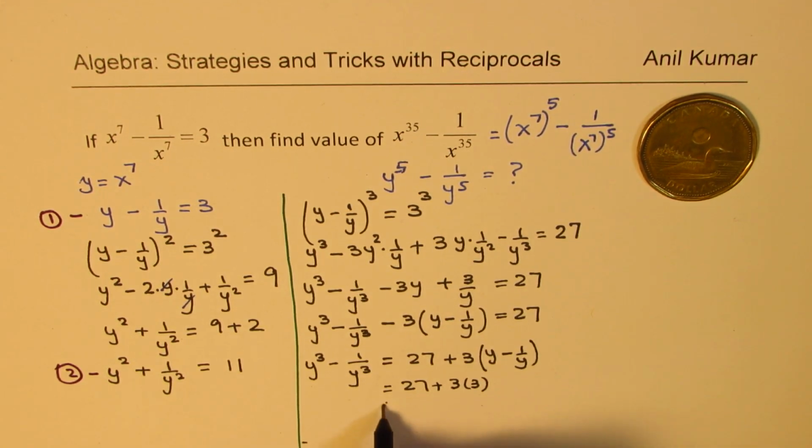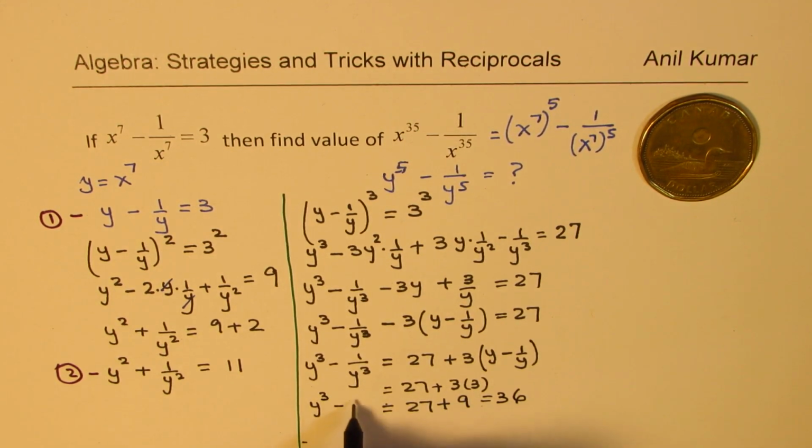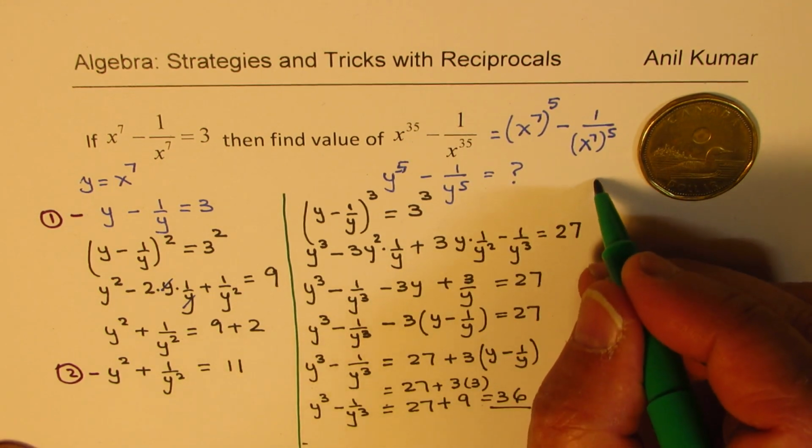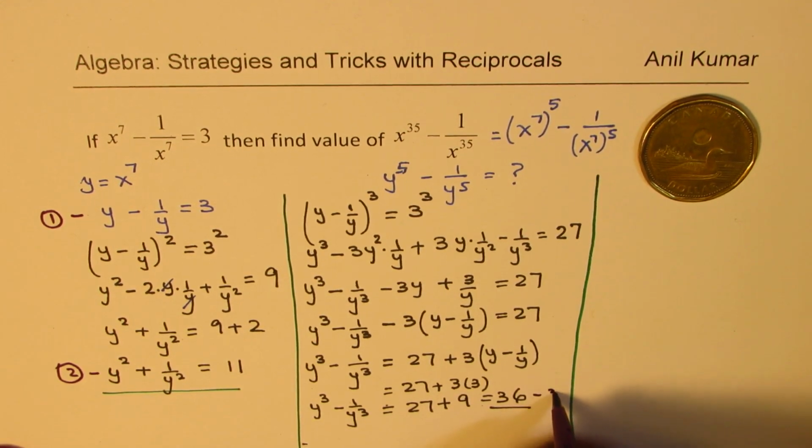So what we get here is 27. So it adds 9 to this, and we get 36, right? So we get that y cube minus 1 over y cube is 36, correct? Now we can find what is y to the power of 5 by multiplying equation 2 and equation 3, right? So we call this our equation 3.